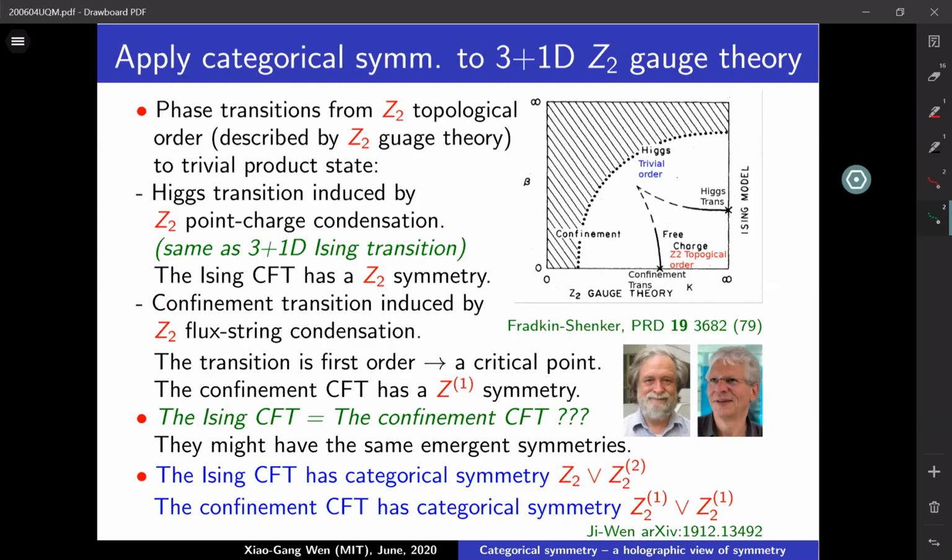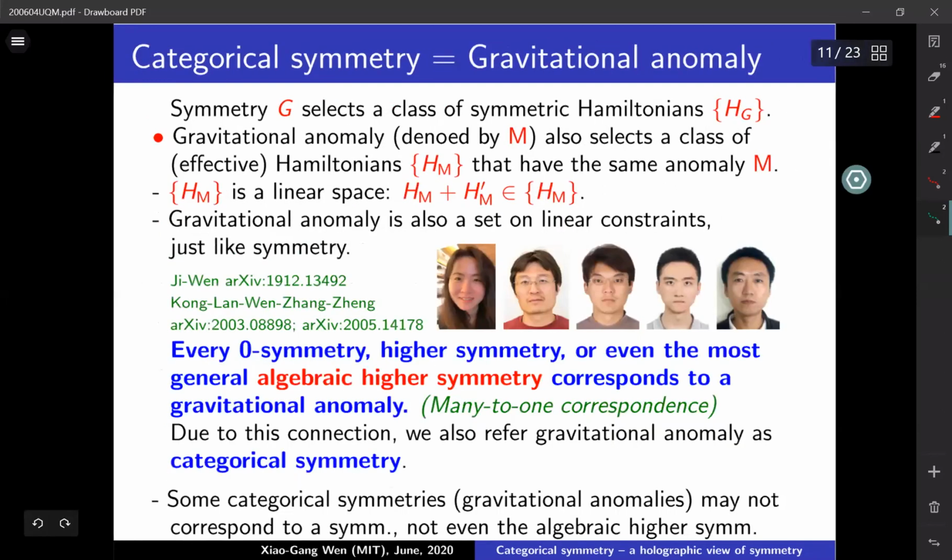Actually all this can be generalized, because so far we talked about just Z2 symmetry, and we already have so many structures. All I said can be generalized to non-abelian groups, or higher symmetry. There is even something beyond higher symmetry, what we call the algebraic higher symmetry. And then there is all kinds of mathematics of category theory describing this new mathematical structure.